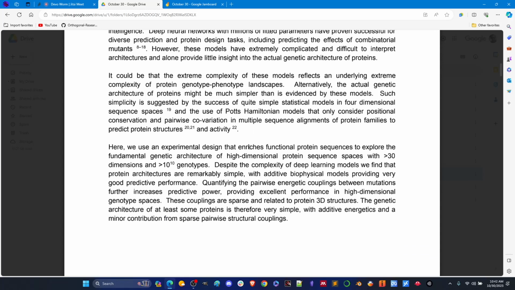Here we use an experimental design that enriches functional protein sequences to explore the fundamental genetic architecture of high-dimensional protein sequence spaces with over 30 dimensions and over 10 to the 10th genotypes. So this is this large space, over 30 dimensions. This is going to be a pretty big model. Despite the complexity of deep learning models, we find that protein architectures are remarkably simple, with additive biophysical models providing very good predictive performance. So we're just using a biophysical model. We're using a very simple protein architecture, and we're finding promising answers.